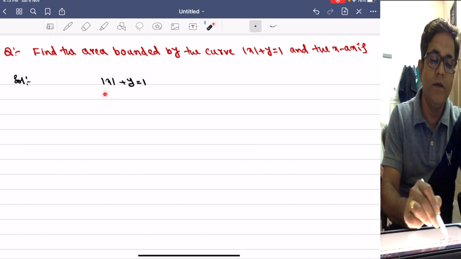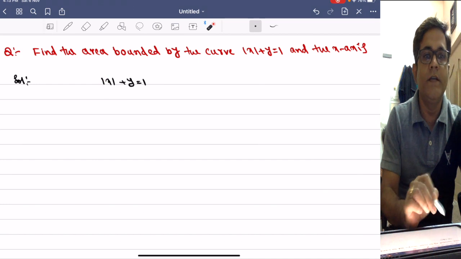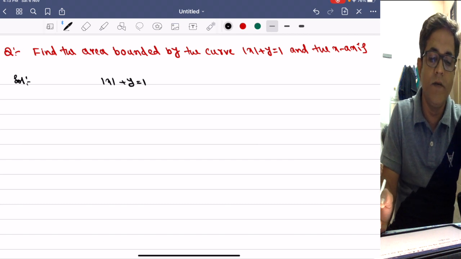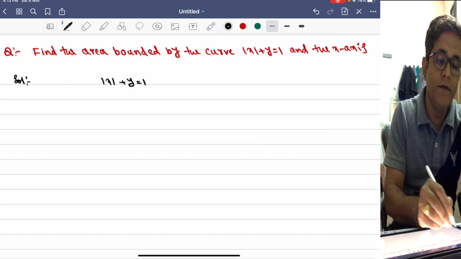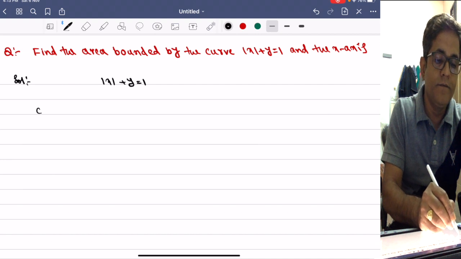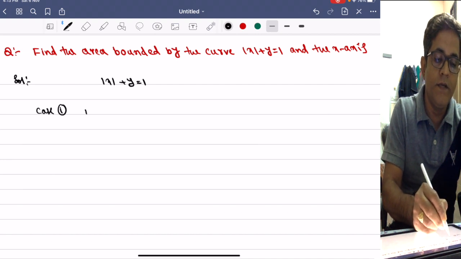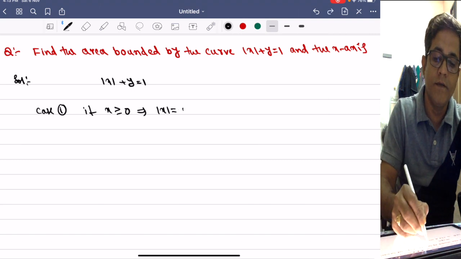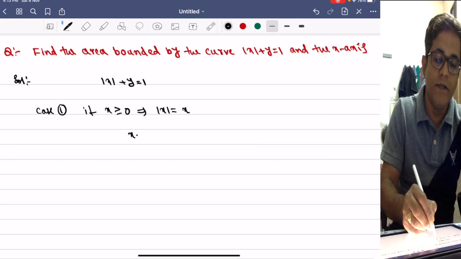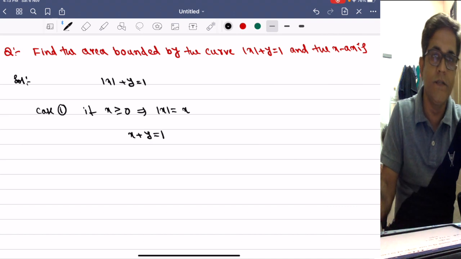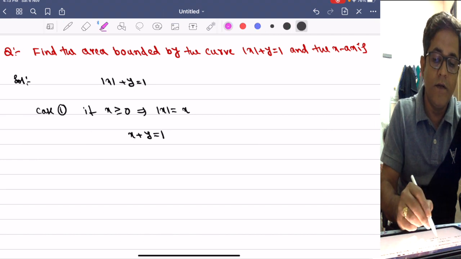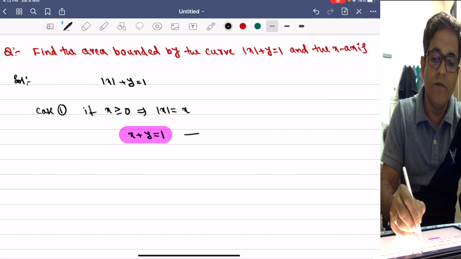So we will divide the question into two different cases and solve the problem. Case 1: if x is greater than or equal to 0, then mod x is equal to x. Therefore, the given curve becomes x plus y is equal to 1. Call this equation number 1.